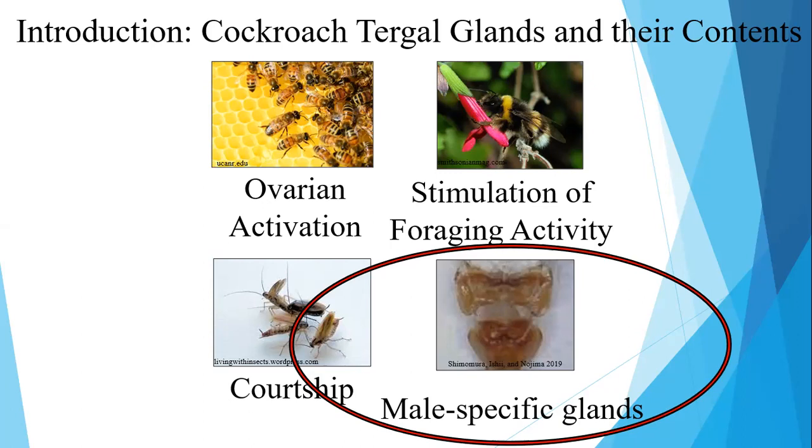And also, tergal glands are used outside of the context of reproduction. So the females will eat from the tergal glands even when they're not mating with the male. And also other members of a German cockroach group or infestation will eat from the tergal glands even though they're not mating. So nymphs will eat from the glands, other males will eat from the glands, females that have never mated will eat from the glands.